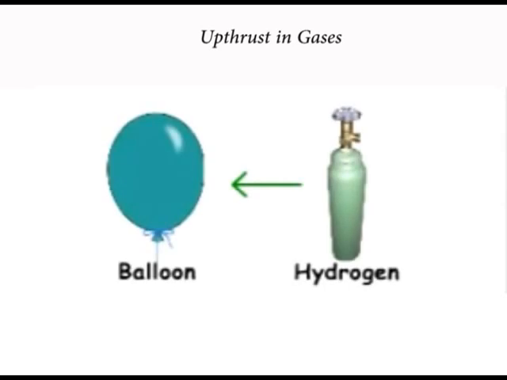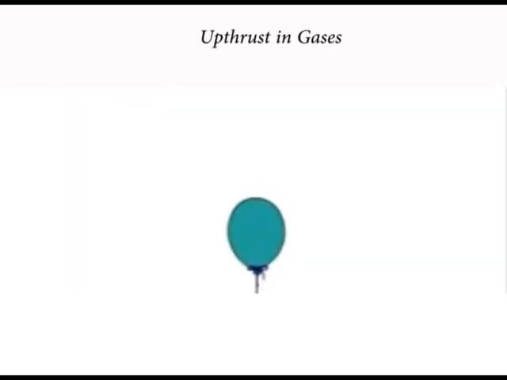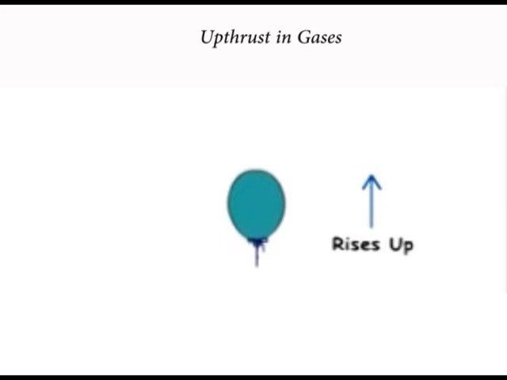Upthrust in gases. Just like liquids, gases exert upthrust on objects in them. The upthrust in air is small owing to its density, but sufficient to make a hydrogen or helium-filled balloon rise. The hydrogen in the balloon does have some weight, but the density of hydrogen is lower than that of air. Since the balloon is lighter, it rises in the air.